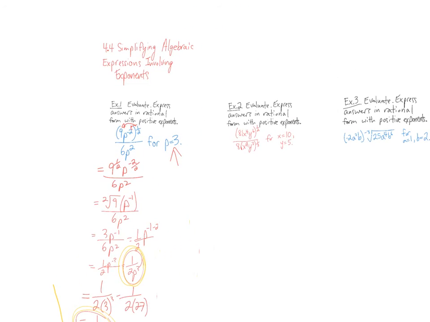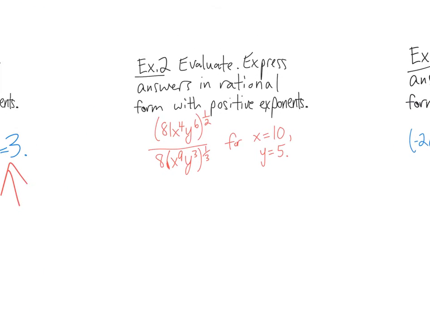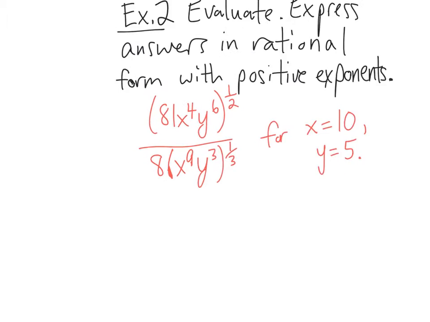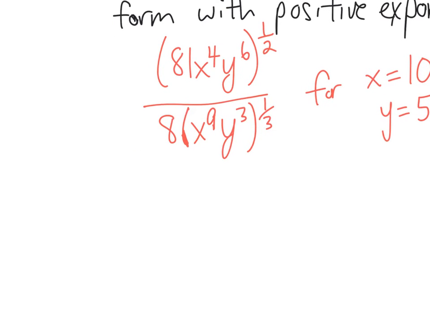Okay, let's continue with example 2. Same instructions. We want to express this algebraic expression in simplified rational form with positive exponents. So let's begin. 81 times x to the 4 times y to the 6, all in brackets, the exponent half. So we can distribute using the power to a power rule, or we could deal with this in radical form.